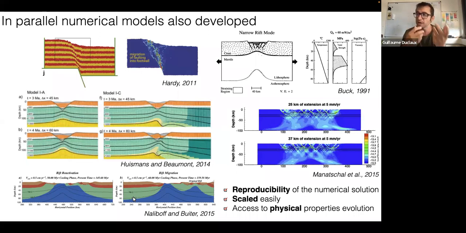It was done at very high resolution, mostly in 2 dimensions until the year 2010-ish. And some of these papers from Buck are very famous for people looking at rift systems, where he defines the 3 modes of rifting, narrow, wide, or core complex, depending on the rheology of the system and how quickly you pull on the plates. And they're really good, but generally they were 2 dimensional.